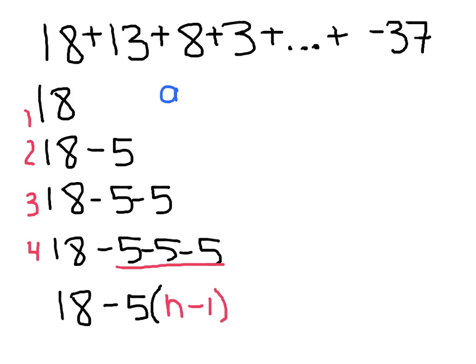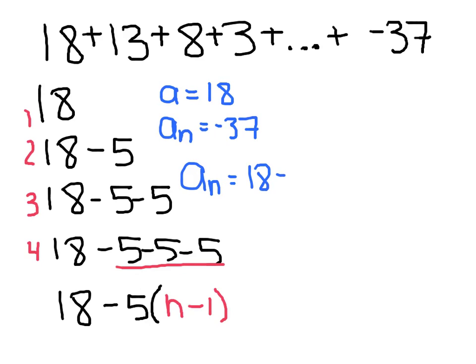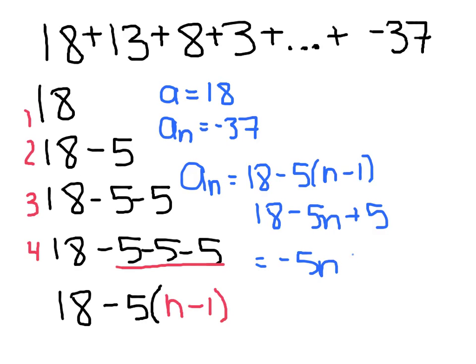I know my first term is 18. I know my last term is negative 37. I know the formula for the nth term is 18 minus 5 times n minus 1. And if I want to make that look nicer, I can write that as 18 minus 5n plus 5, which is negative 5n plus 23.